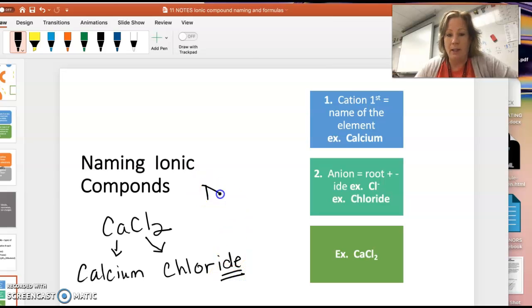So I brushed my teeth this morning with sodium fluoride. So all of those nonmetals, oxygen becomes oxide, sulfur becomes sulfide when they're in a compound. So we're talking about the ion.